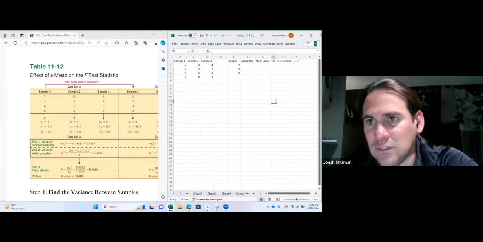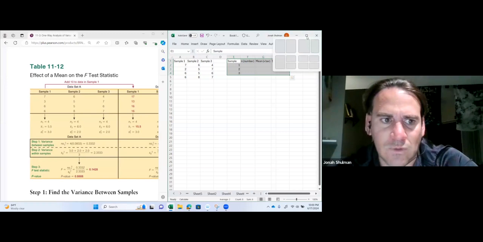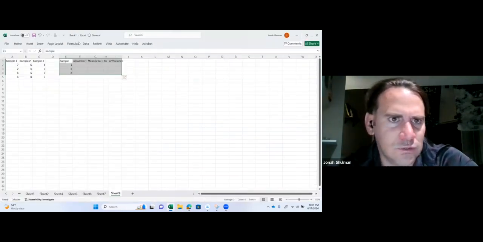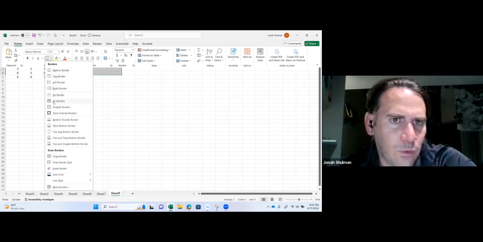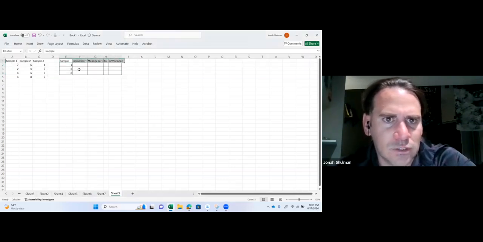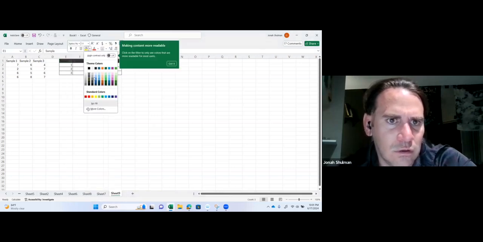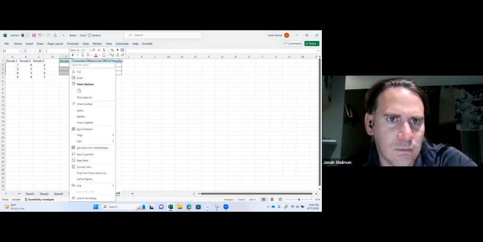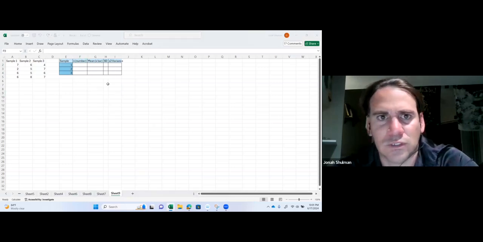And remember, the F statistic is just what? And here we go, we have everything we need. So I'm going to go to Home and make this look like an actual table. Boom. And we're going to just grid these out. All right, so here we go. I have to move this so I can actually see what I'm doing.